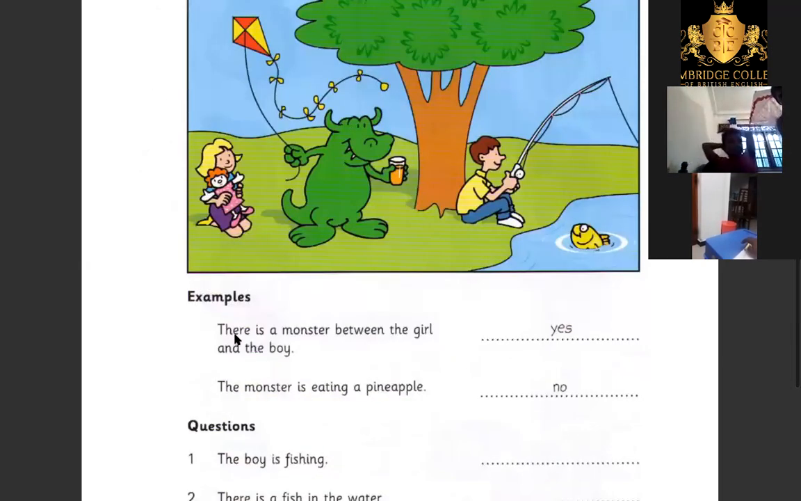Now let's start the first sentence. These are the two examples. So first one is, there is a monster between the girl and the boy.